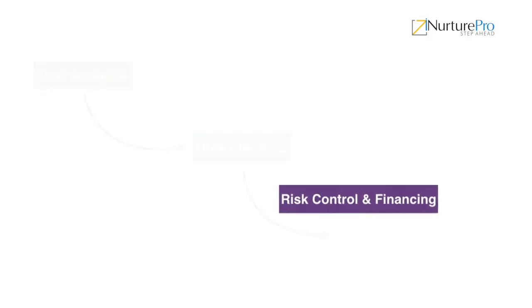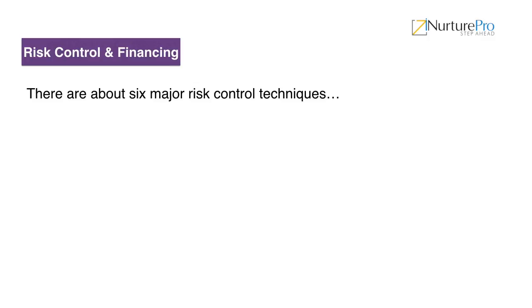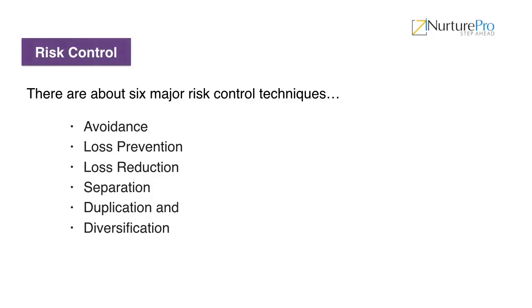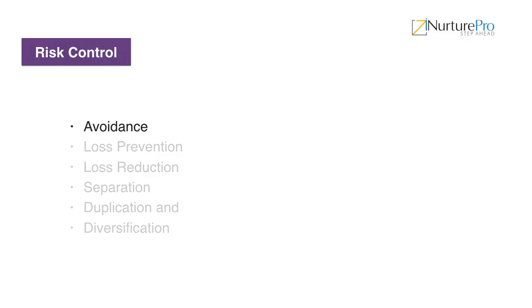Then comes the risk control stage. There are about 6 major risk control techniques followed in businesses across the world. They are avoidance, loss prevention, loss reduction, separation, duplication, and diversification. Let us take a look at each of these risk control techniques briefly.